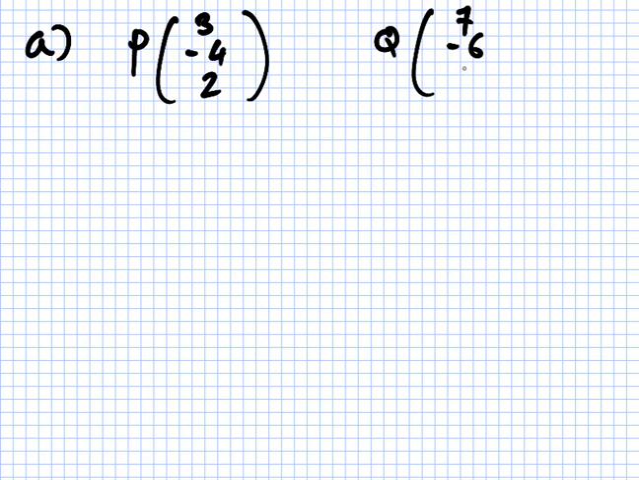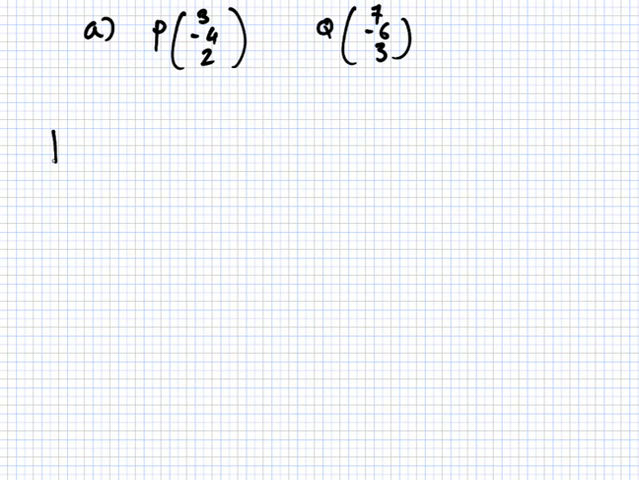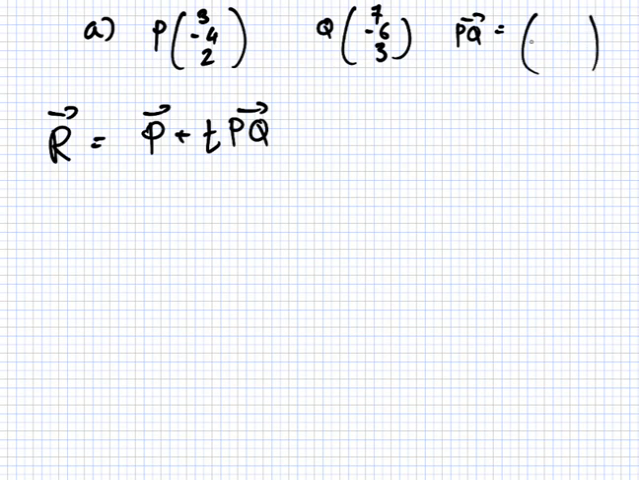Alright, and so we have here P (3, -4, 2) and Q (7, -6, 3). As you said, the equation of the line in this case would be P plus tPQ. So we need to know what PQ is, and let's not forget that's Q minus P. So that would be 4, minus 6 minus 4 is minus 2, and 1.